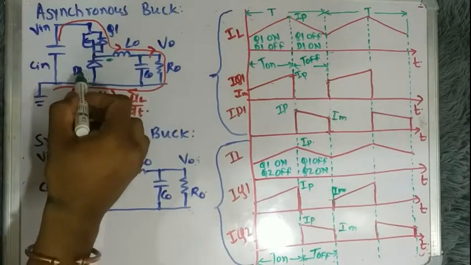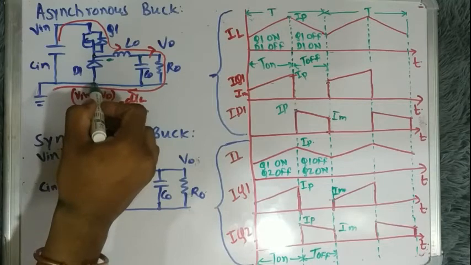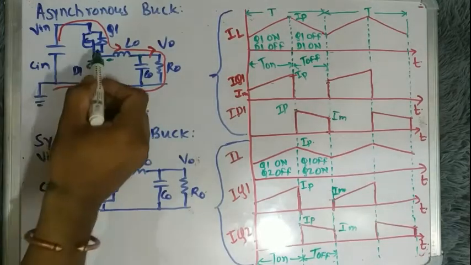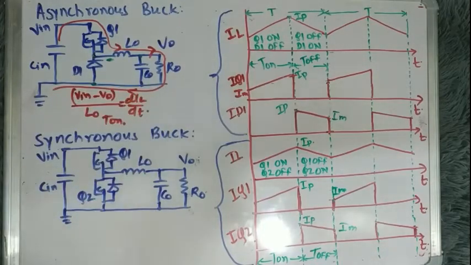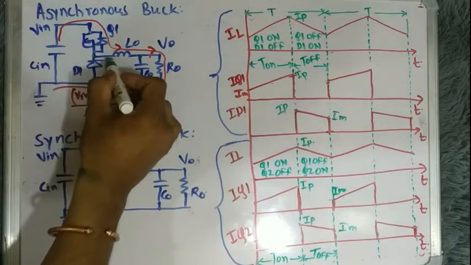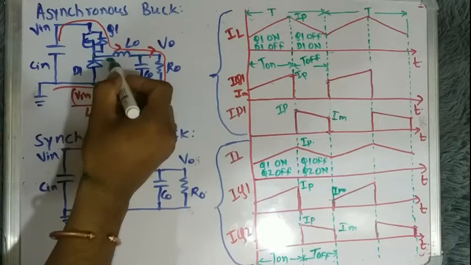We have here diode D1, where the anode of the diode is grounded and the cathode is connected to the other terminal of the inductor. As soon as it starts going negative, we have 0 volt here and it starts going negative.